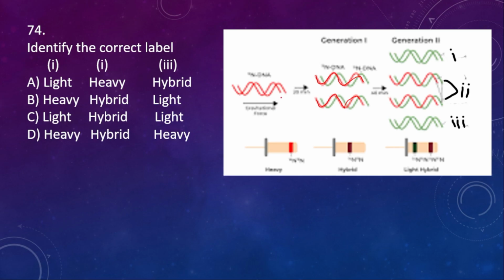Why? Because they are not totally transferring to the next generation. So here the first one is light, one is light. A and C both have light. Second one is hybrid, heavy, no. So this is hybrid. So the right option is hybrid.